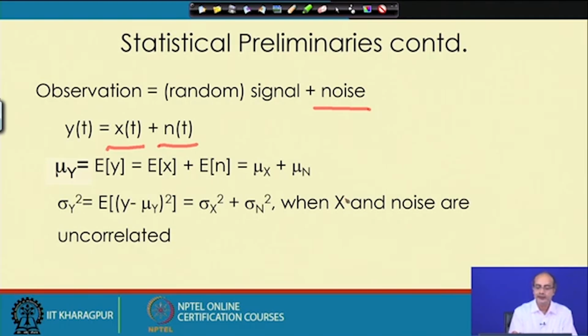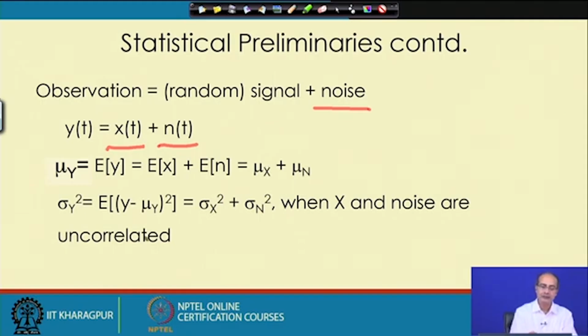Now, if we calculate the mean of the observed signal y, if we take the expectation of y, we get that the mean of the observed signal is nothing but the mean of the signal of interest plus the mean of the noise. If the noise is zero mean, then we get a happy situation that the observed signal mean is the same as the signal of interest.